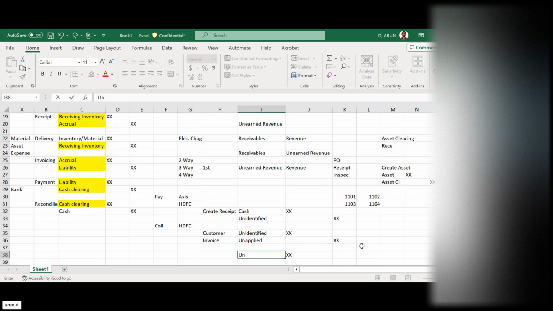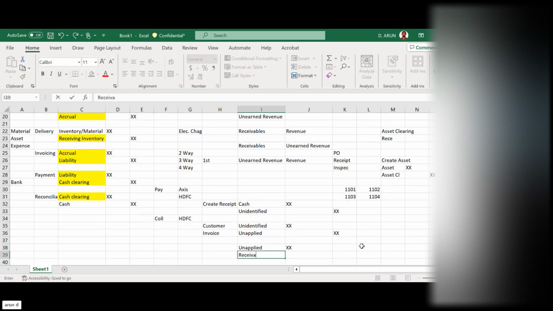Right. Unapplied is the debit and receivable will be credit. Okay, so in this case, I have identified and applied.